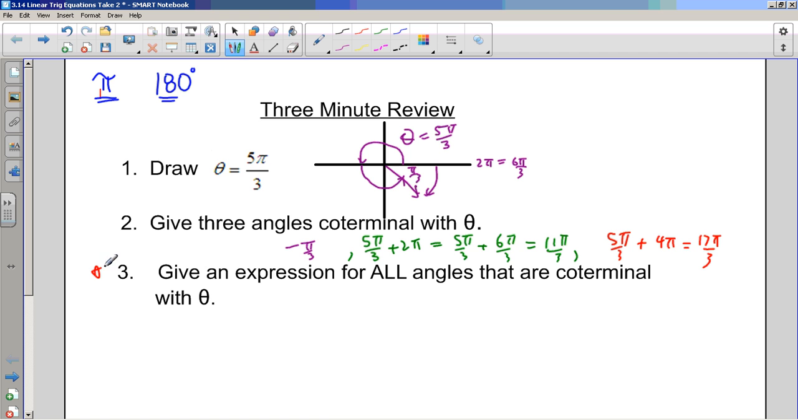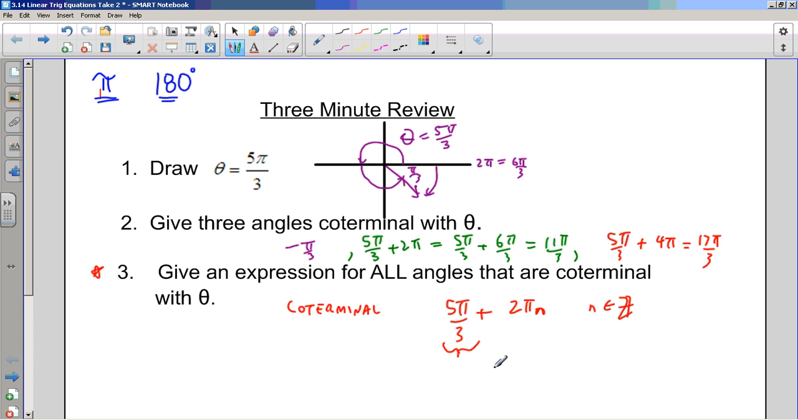And this is maybe new. Give an expression for all angles that are coterminal with theta. And then coterminal are 5 pi over 3 plus any number of spins, right? Well, a spin is 2 pi, and how do we get it to be any number of spins? Well, we multiply by n, where n has to be an integer, right? And notice that if n is 0, we get our principal solution.